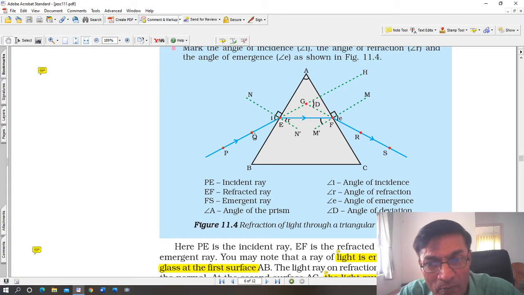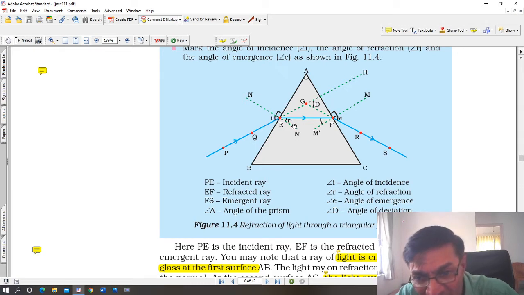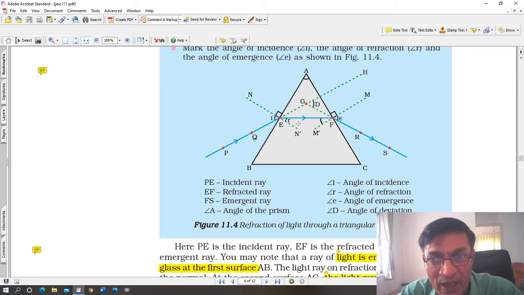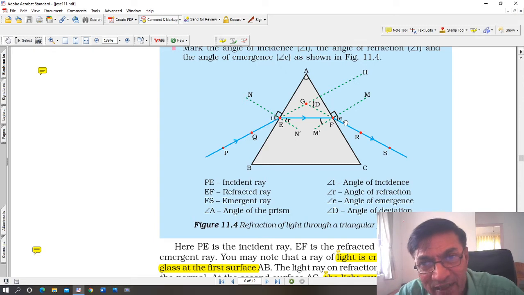The angle formed between the incident ray and the normal at the point of incidence is called the angle of incidence. And here this is the angle of refraction, R, not reflection, refraction, the angle of refraction. Similarly here E is the angle of emergence. The ray of light is coming out, angle of emergence.